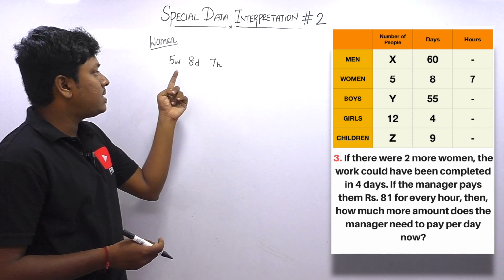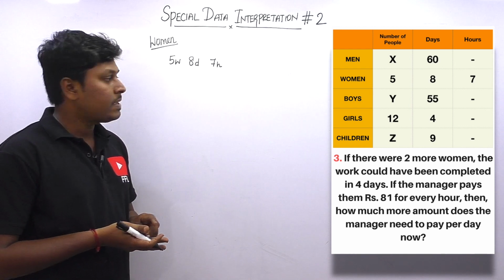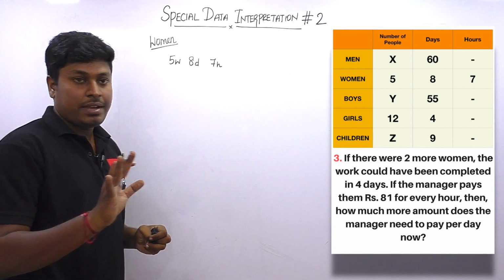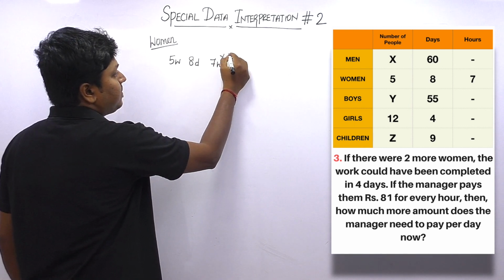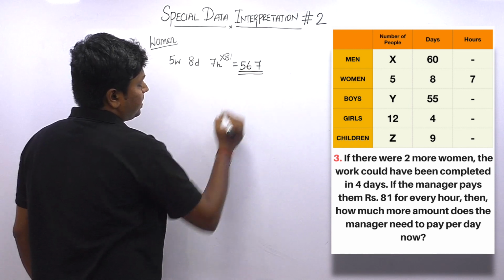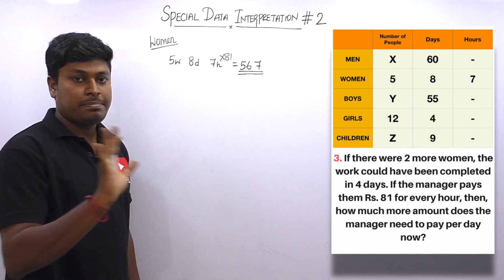So according to the given chart, 5 women can complete a work in 8 days, 7 hours working, and the manager every hour is giving 81 rupees. So we can say that actually 7 into 81, 567. So 567 is the total amount that the manager is spending according to the given chart per day.